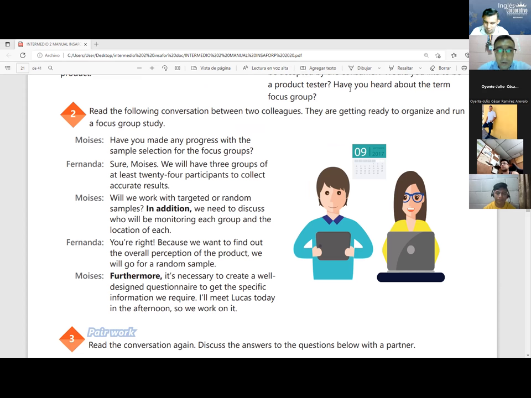Have you made any progress with the sample selection for the focus groups? Sure, Moises. We will have three groups of at least 24 participants to collect accurate results. Will we work with target or random samples? In addition, we need to discuss who will be monitoring each group and the location of each. You're right, because we want to find out the overall perception of the product. We will go for a random sample. Furthermore, it's necessary to create a well-designed questionnaire to get the specific information we require. I'll meet Lucas today in the afternoon, so we work on it.